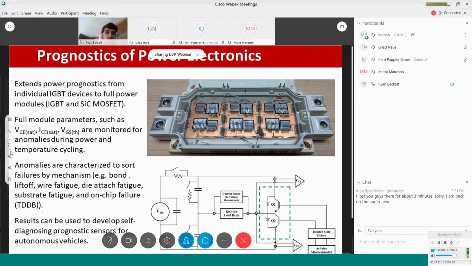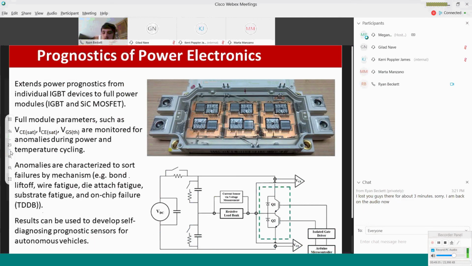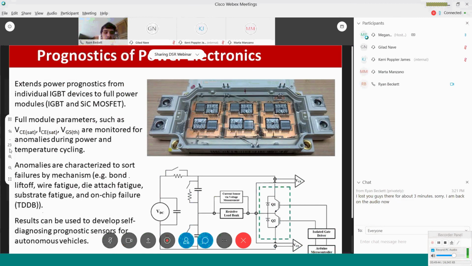Here's an example of a power module. We've looked at the voltages and currents that come out of the power module, and we've used that to diagnose when we think the power module is going to fail.